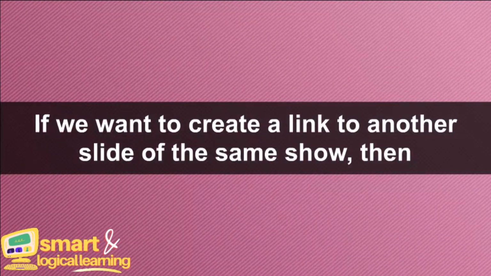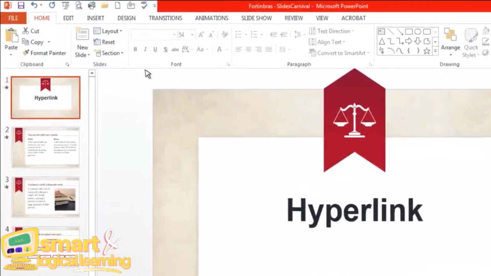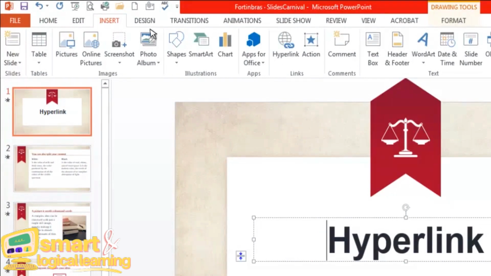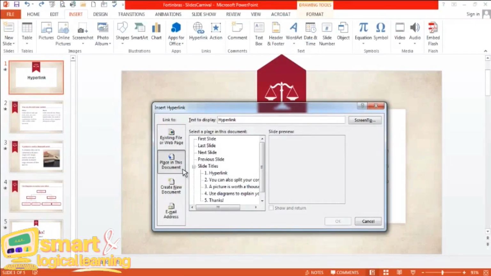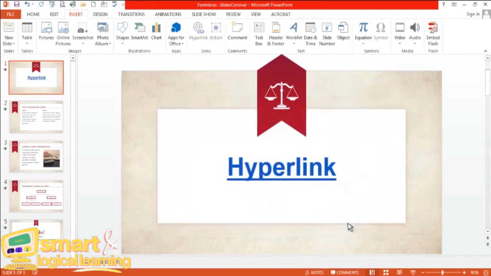If we want to create a link to another slide of the same show, then click on Insert and then choose Hyperlink and select Place in this document. All the slides of the presentation are displayed in the dialog box. Select the slide we want to go to and click on OK.